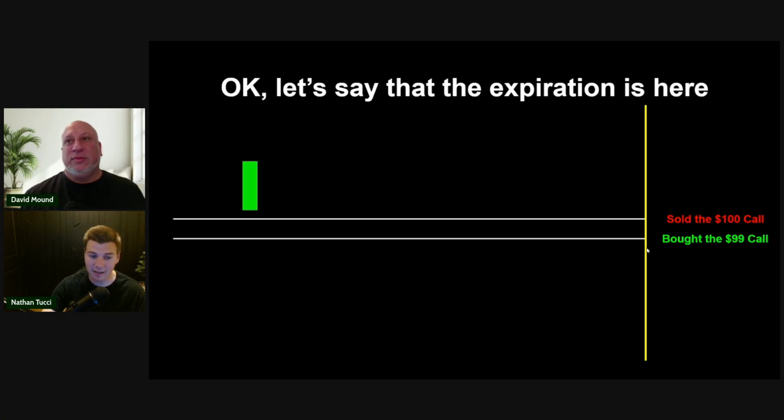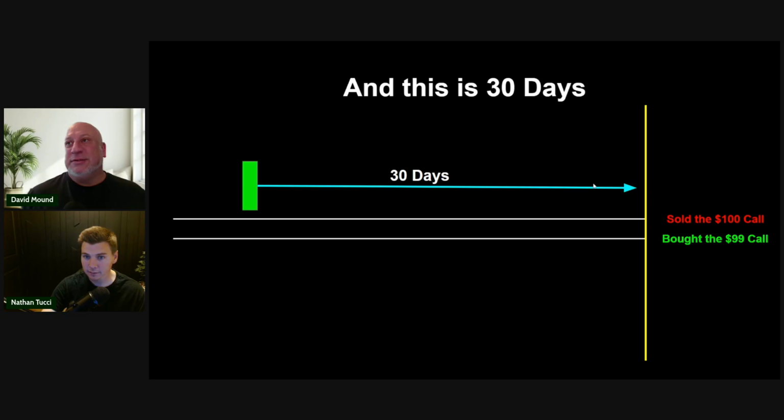Now let's say that the expiration is here, and this is 30 days. All right. Because that's going to change the dynamics, right? So expiration is here and we're 30 days away. Now, a lot of you said this would be worth $1. And I think that's the trap people fall into. They say, oh, well, it's above the line in the sand, so it's worth $1. Well, no, because we don't know other factors.